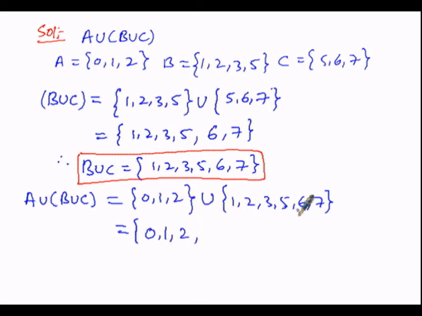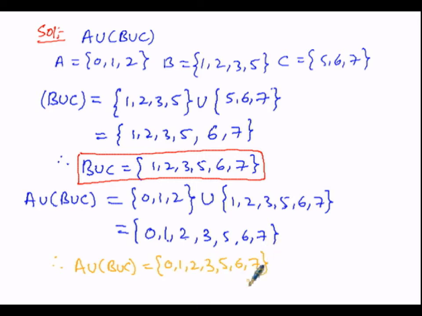In order to include the other elements in the set of A union of B union C, we have to see whether these are repeated or not. 1 is already present, so need not enter. 2 is also present, need not include. 3 can be included, it is not present here. Even 5, 6, 7 can be included. Therefore A union of B union C is equal to the set consisting of 0, 1, 2, 3, 5, 6 and 7. Let us write this as equation number 1.